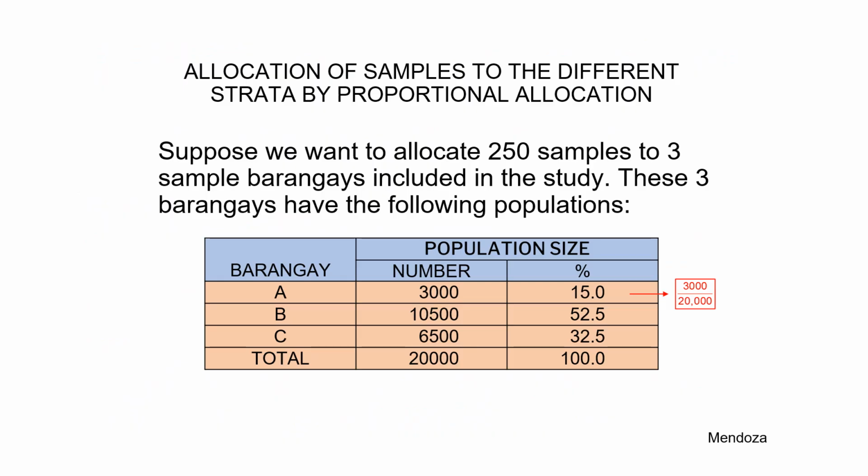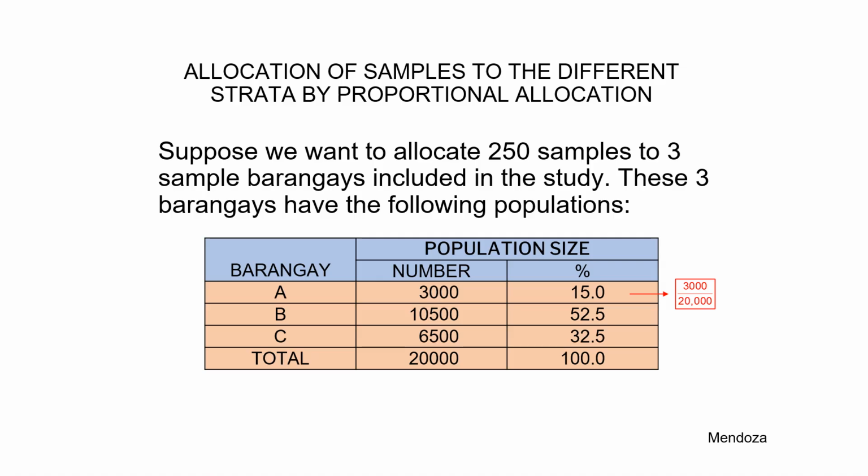The number of samples that fall into each stratum is not determined equally, but proportionately depending on the stratum's contribution to the population. Suppose we want to allocate 250 samples to 3 sample barangays included in the study. These 3 barangays have the following population: 3,000 for Barangay A, 10,500 for Barangay B, and 6,500 for Barangay C.